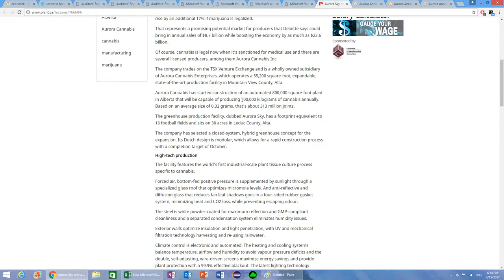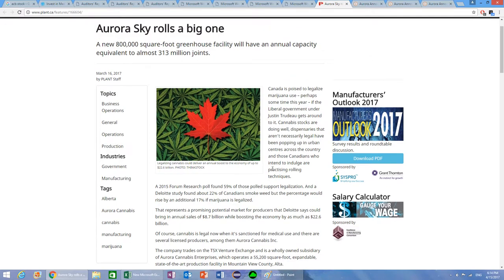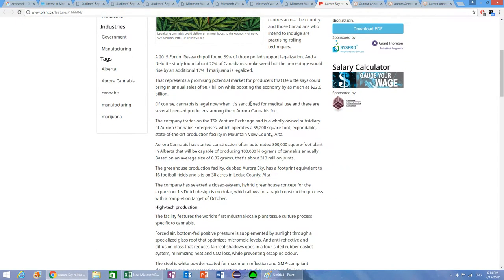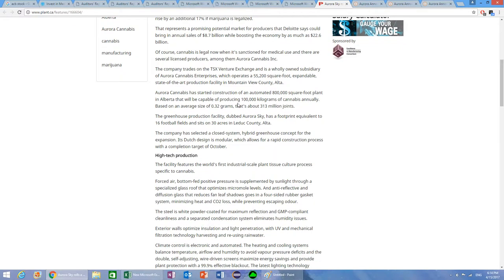So that's not a very unreasonable price, considering that, let's say 2 years from now, they're going to be fully finished with their Aurora Sky greenhouse. I actually don't know exactly when they're planning to finish that, but let's say 2 years from now, just to be conservative, assuming that things will go wrong and stuff like that. Let's say 2 years from now, they're producing 100,000 kilograms per year annually.